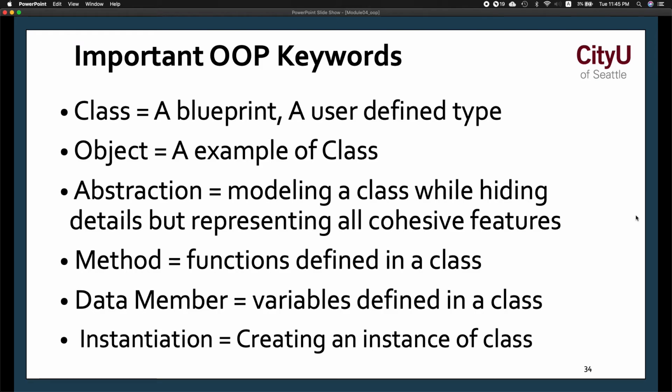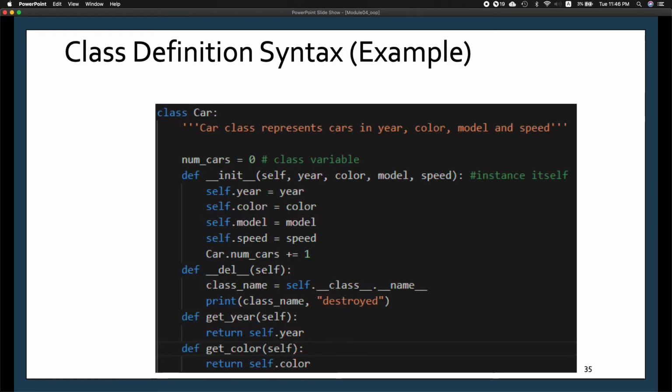So OOP keywords: class, blueprint, and object, an example of a class or instantiation of the class. Abstraction, hide details. Methods are functions, okay, but they're inside of the class. It's just another name. Data members are variables, but they're inside a class. Instantiation is creating an instance of a class that becomes an object.